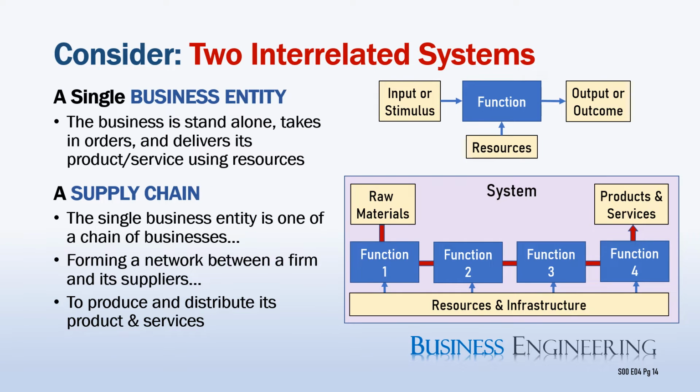Now, let's consider two interrelated systems. Similar to what was shown in the cash-to-cash business model, a single business entity can be modeled as a series of steps, functions, and elements which comprises its operation. The single business entity is standalone. It takes in orders and delivers its product or services by leveraging resources such as suppliers, infrastructure, people, and capital.